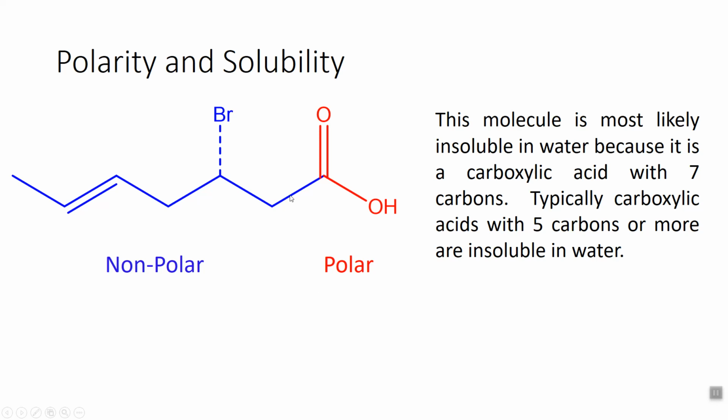However, because my molecule contains 7 carbons, and it's a carboxylic acid, it's pretty unlikely to be soluble in water. Generally speaking, we say that if a molecule contains 5 carbons or more and is a carboxylic acid, it will be insoluble in water. So I predict that this molecule is not actually soluble in water, even though it has a polar functional group and it can hydrogen bond with water, as shown in the previous slide.